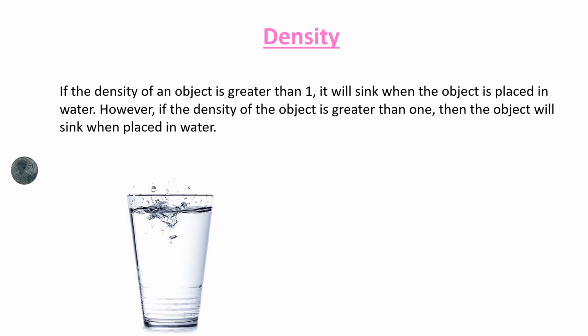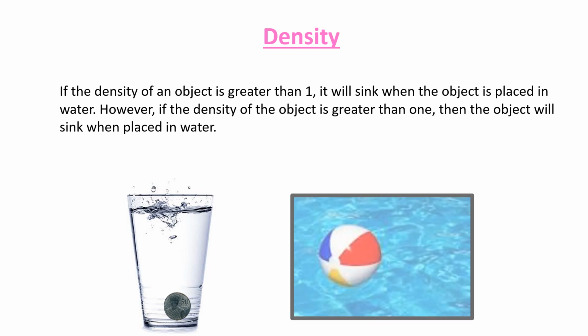If the density of an object is greater than 1, it will sink when the object is placed in water. However, if the density of the object is less than 1, then the object will float when placed in water.